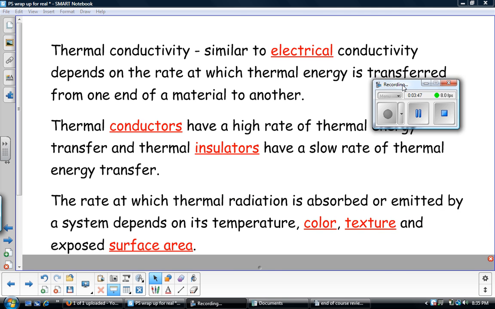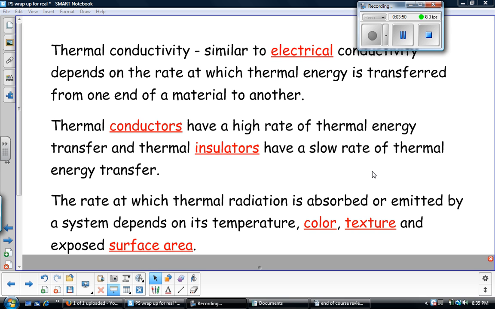Alright, the rate at which thermal radiation is absorbed or emitted by something depends on a lot of things. First off, whether or not it's already hot or cold. The second is its color. I think you're pretty familiar with this concept that black things absorb light well, and then that light is turned into heat energy. This is related to why blacktop gets so hot. Different textures absorb heat energy better than others, and when you have more surface area exposed, more heat energy is going to be absorbed also.